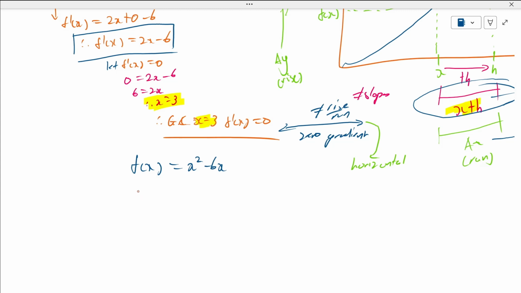So let's just sub in x equals 3 into our formula. f of 3 equals 3 squared minus 6 times 3, which is 9 minus 18. Therefore, f of 3 is going to be negative 9. So my point (x, y) is going to be (3, negative 9). All right, awesome.